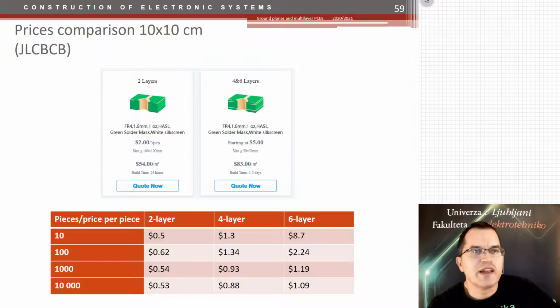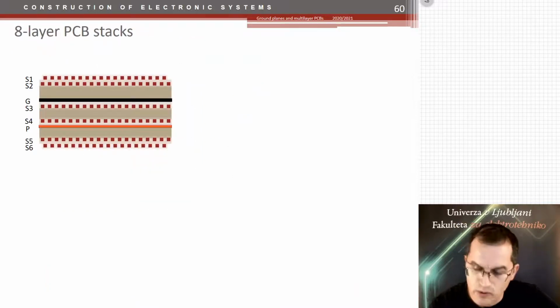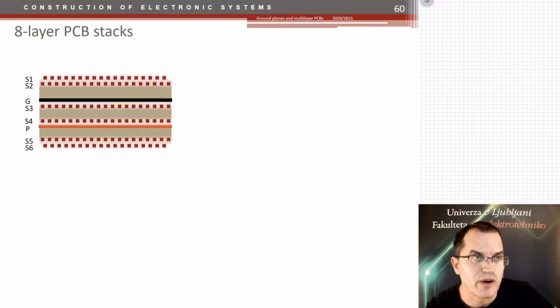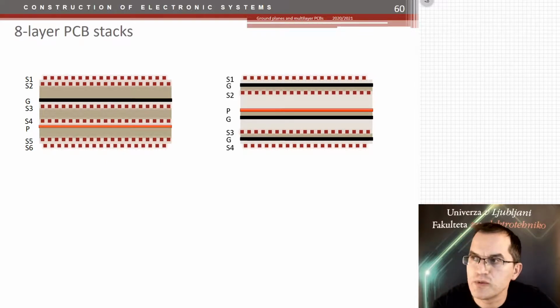Let's go now to the 8-layer stack. In 8 layers, this is a no-go. You already know why, I suppose. Everything is wrong here. The distances to the planes, the power and ground planes, are not close together, and there are tracks in between. Well, you can go to that option. That would be a better option.